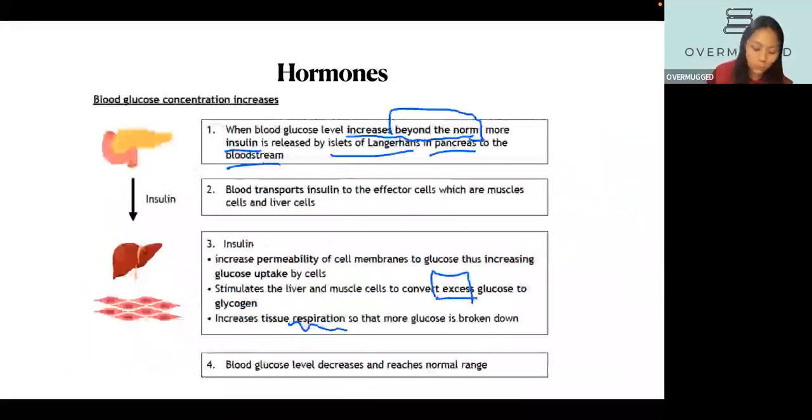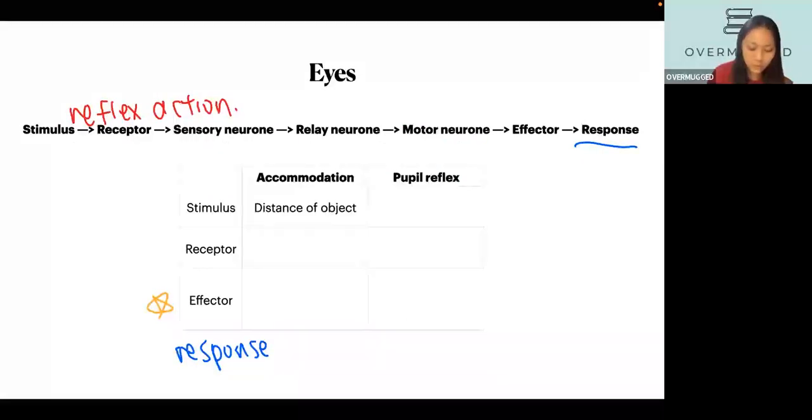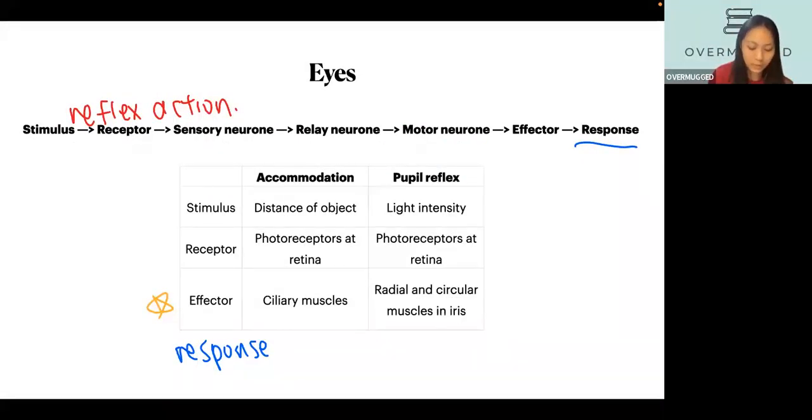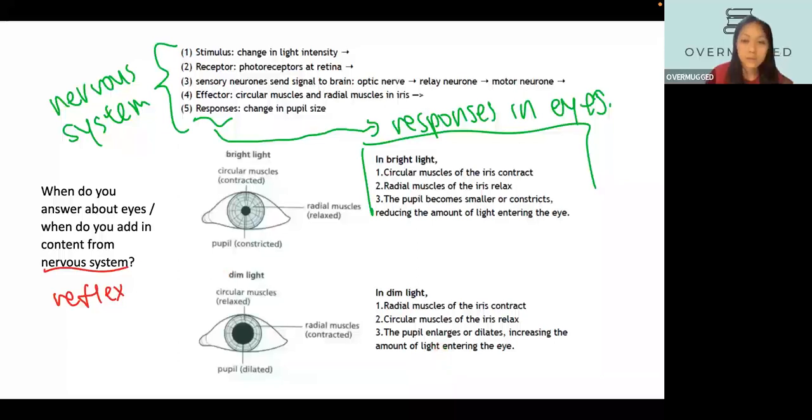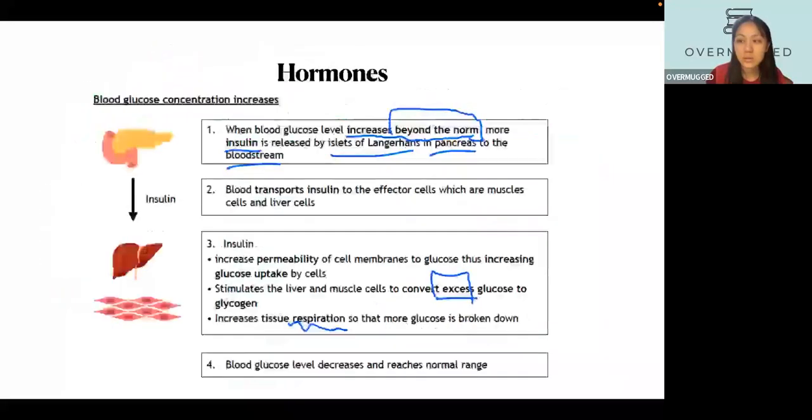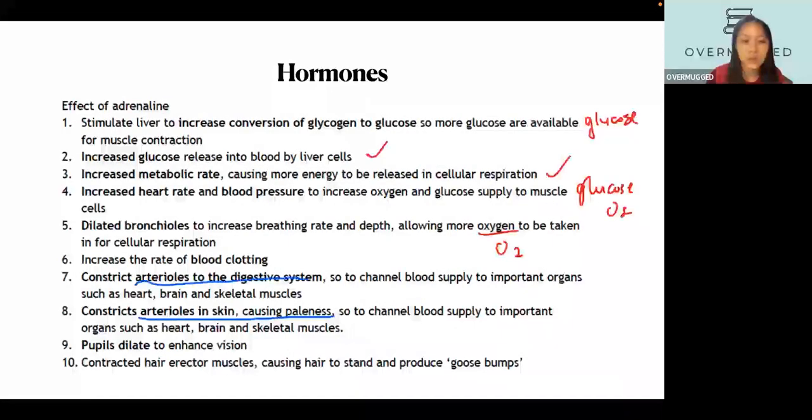Then you need to go back to that whole chapter to talk about this whole process, right? That the radial muscle of the iris contracts, the circular muscle of the iris relaxes. These are the links that can be made. How the constriction of arterioles can help. One question is, how does the constriction of arterioles help with this process? Because more blood supply goes to the important organs, and blood supply means oxygen and glucose.